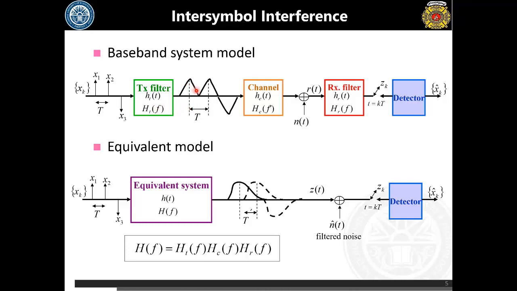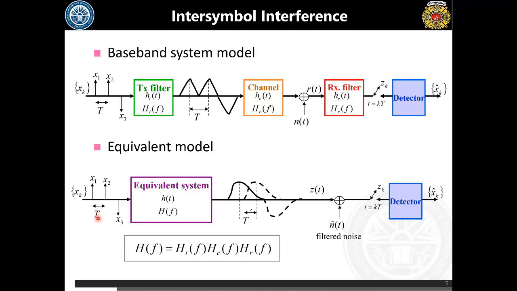If it has a triangular type of impulse response, then these are x1, x2 and x3. When it passes through the channel, and after the addition of noise, it will pass through the receiver filter. So if we formulate the overall equivalent model by combining all three filters into an equivalent system H(f), what will happen?